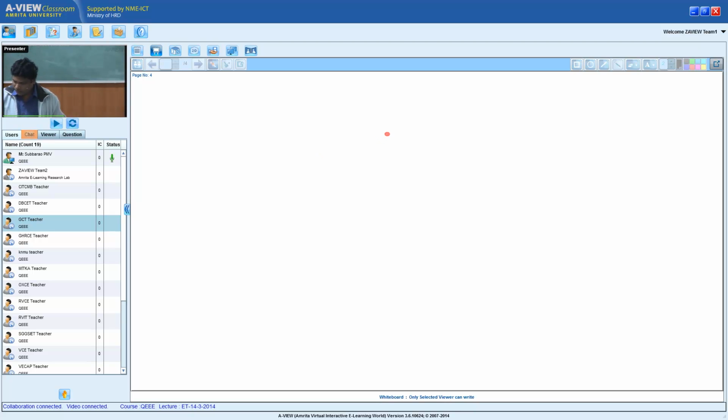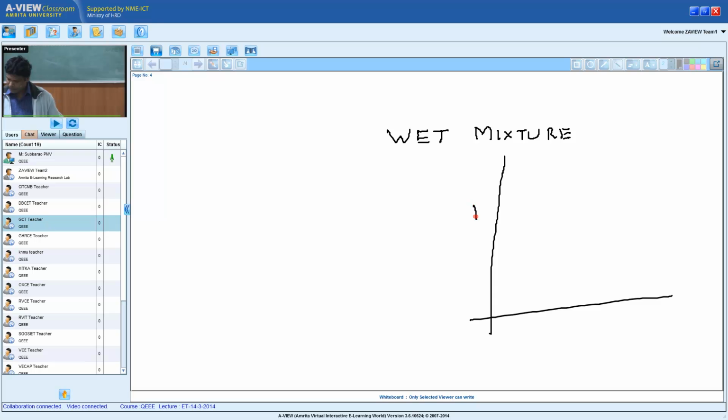Okay, so we want to understand this particular one, what is called a wet mixture. What is the meaning of wet mixture? I can explain in many ways. Suppose I take a temperature versus volume diagram. I showed you there exists a dome, and if I am inside the dome, then I can say I have a vapor mixture.